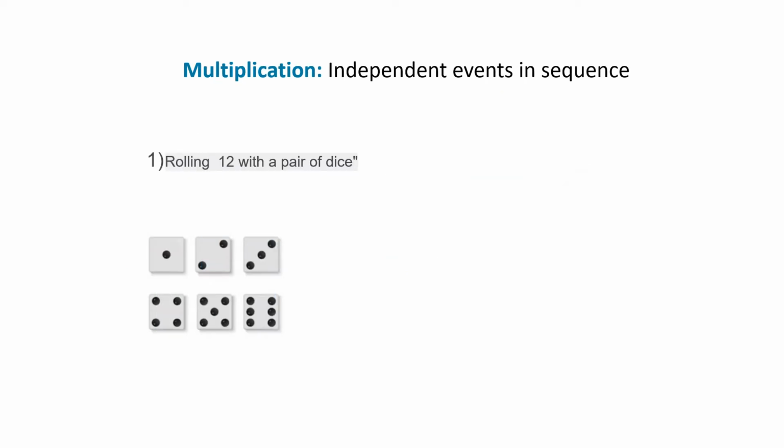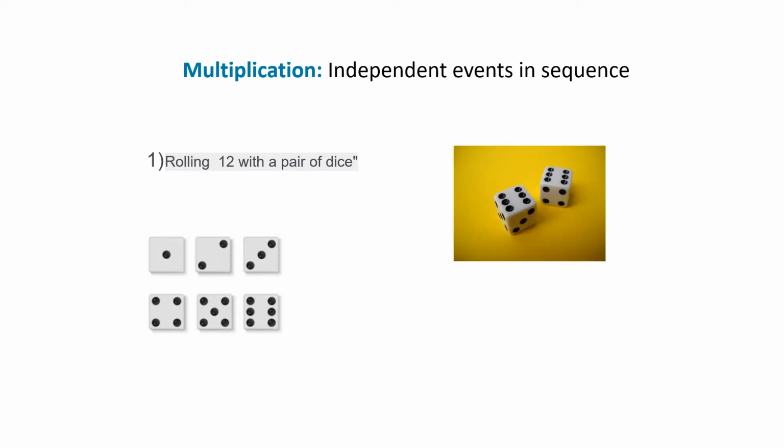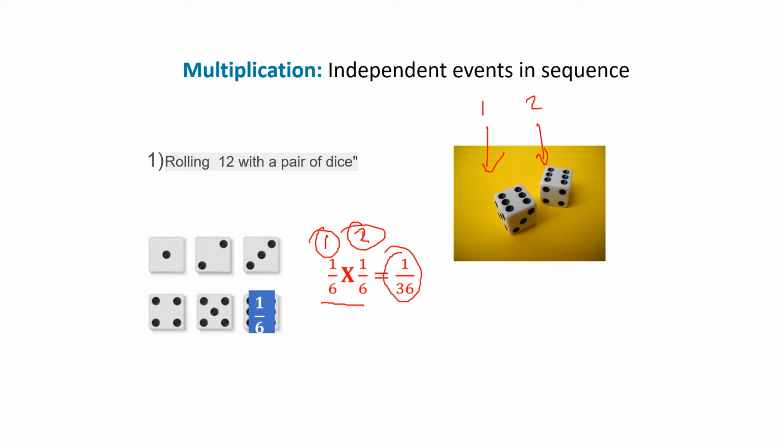Now they're asking you this also easy question. Now you have to roll 12 with a pair of dice. So you have to get 6 and 6. So you have again 1/6 of an option every time that you roll a dice. So the first time that you roll the dice, you get this, and the second time you get this. So when you multiply this, the answer will be 1/36.